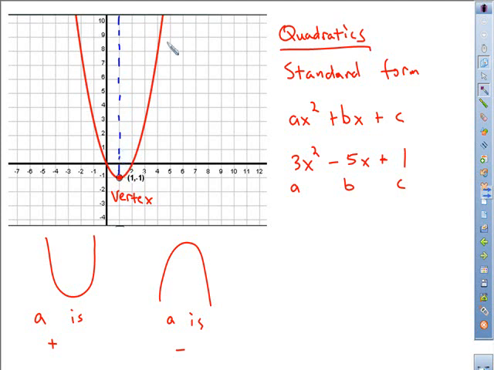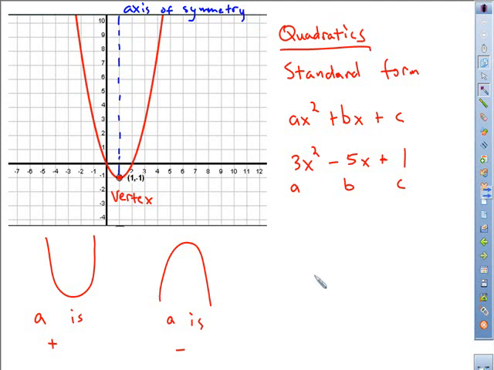A parabola is symmetrical, meaning its distance, for example, from this point to the axis of symmetry, which is what this line is called, is equal. That's what symmetrical means. So this line right here is called the axis of symmetry. It splits the parabola in half, making both sides even, symmetrical.